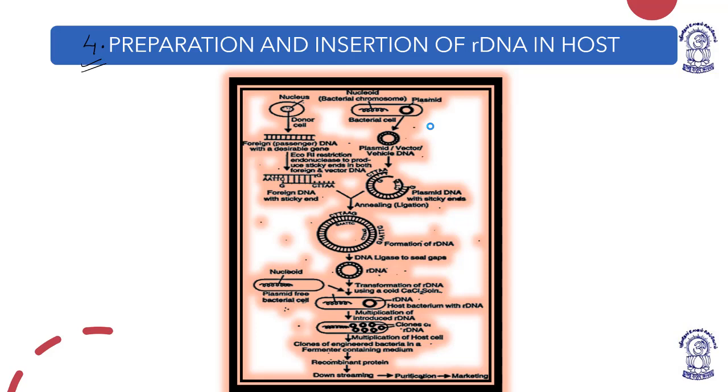So now the rDNA which is prepared, which contains vector DNA plus foreign DNA, becomes a transformant. This rDNA is now ready for insertion into the host. In the previous lecture we learned how to find out the competent host. So there are direct or indirect methods to introduce the ligated DNA into the host cells.